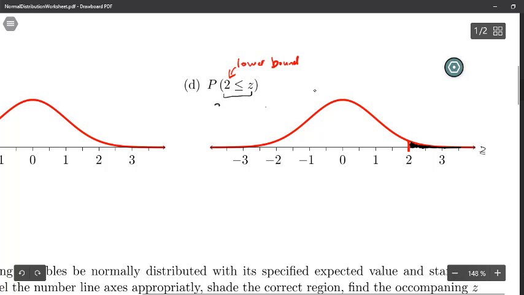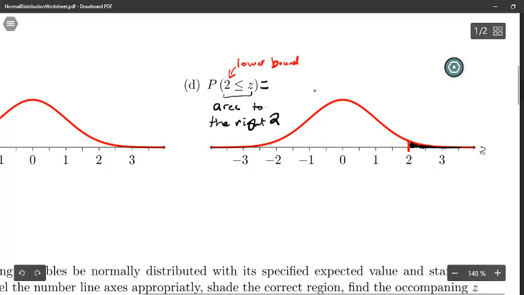And it's always the area to the right of z equals 2, because all the z values are bigger than that 2. And the problem with Excel or using the table is that it only tells you the area to the left. You technically can find a table that can tell you the area to the right, but if it's the one I provide you in the test, it'll be the area to the left, which is the more usual one.